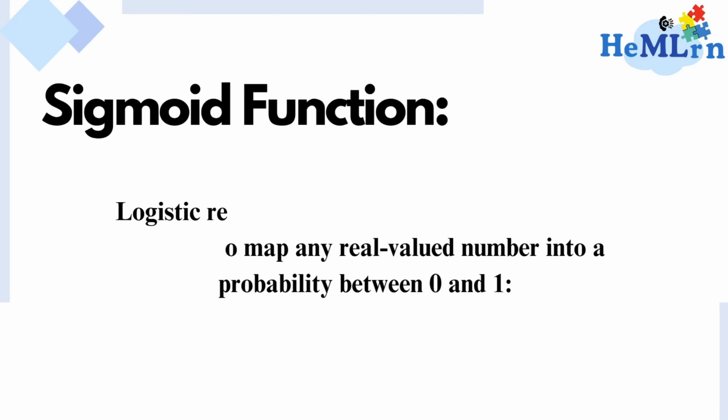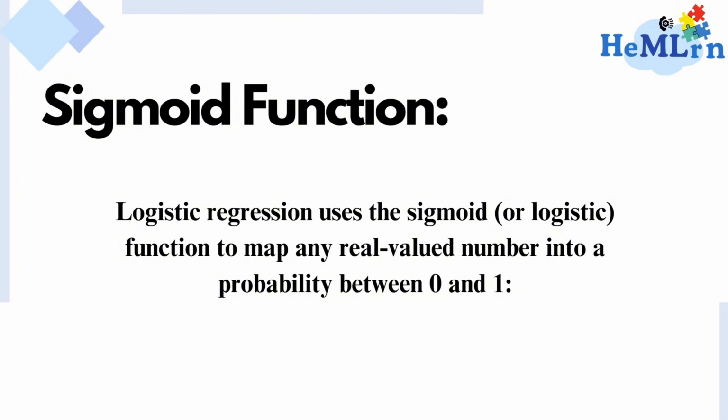Sigmoid function. Logistic regression uses a sigmoid or logistic function to map any real-valued number into a probability between 0 and 1. So sigma of z, where it is a function, is equal to 1 divided by 1 plus e to the power minus z.